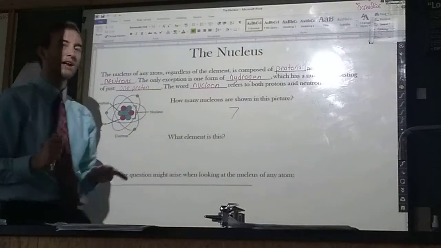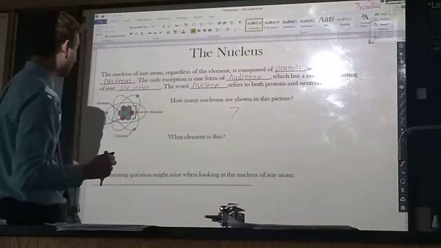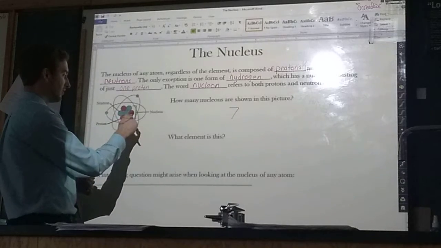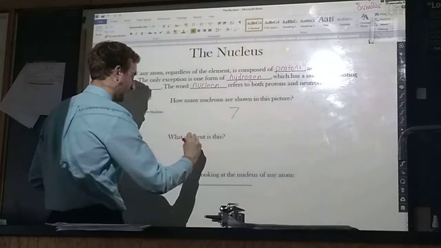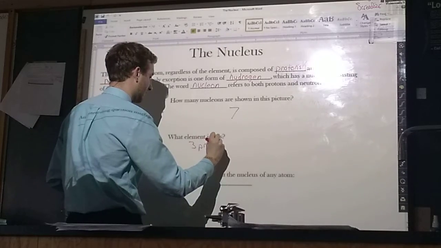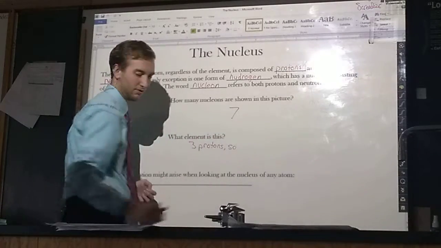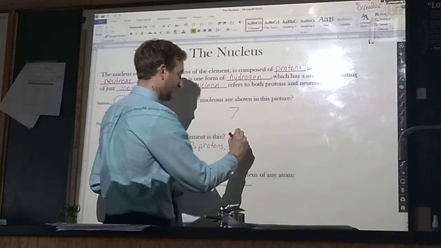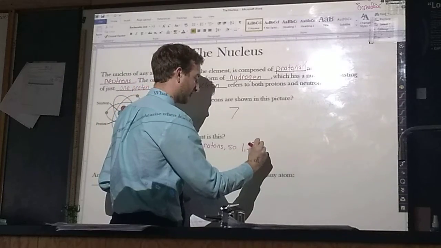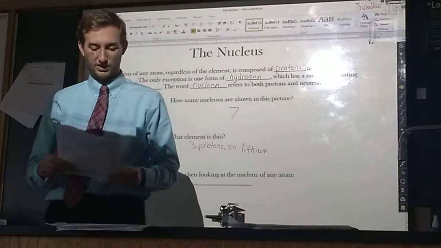If we want to determine what element this is, we need to count just the protons. There are 1, 2, 3 protons. So, this element is lithium. The number of protons determines what element we are dealing with.